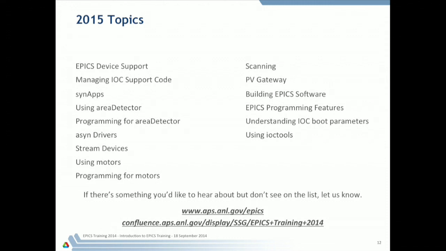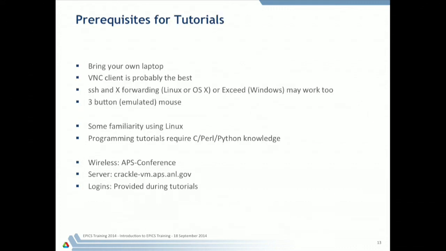So before I let you go and you can hear about the real material that you came here for today, I wanted to give people some prerequisites for participating in the hands-on tutorials. All of the classes will be in this room in A1100, and you'll need to bring your own laptop with you to participate. A VNC client on your laptop is probably the best thing to do, but you could use SSH and X forwarding or Exceed if you want to try that. It also would be helpful to have a 3-button mouse or to emulate a 3-button mouse on your laptop. The VM that you're going to log into is a Linux VM. It's Red Hat like everything else here, so it would help if you had some familiarity using Linux. And for the programming classes, we're not going to teach you how to write C code or Perl code or Python code. That should be something you already know how to do to begin with. We're going to teach you about the actual APIs.